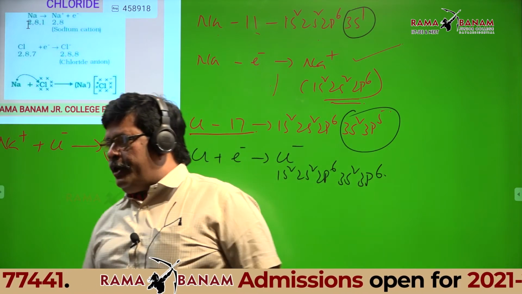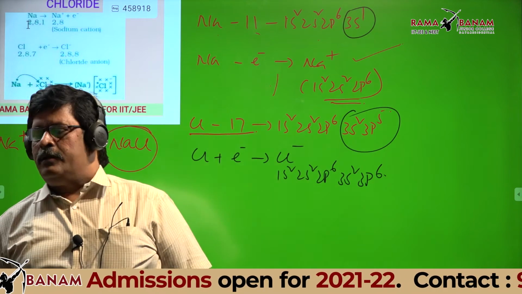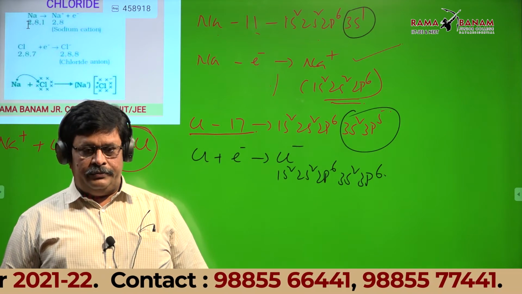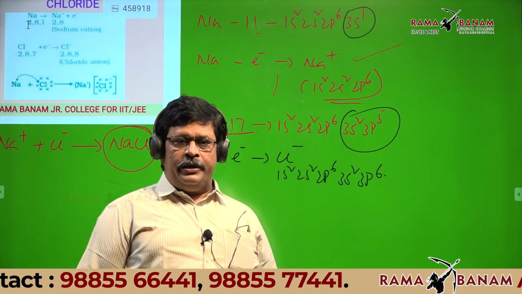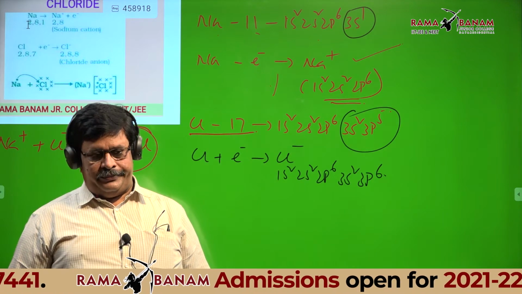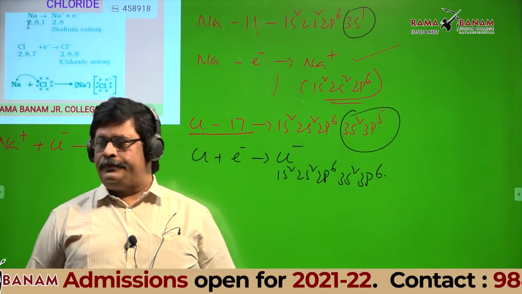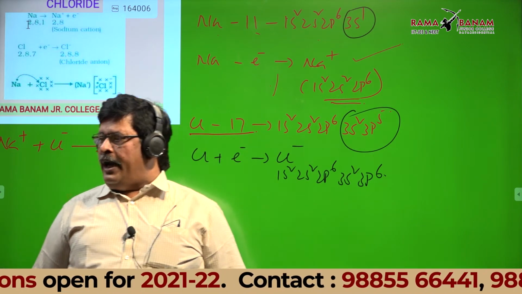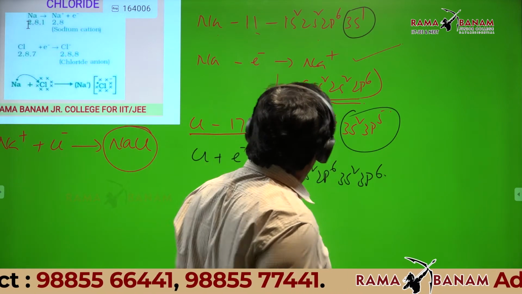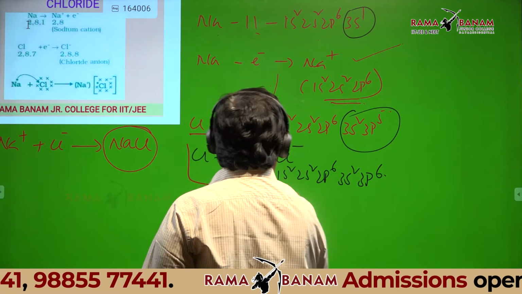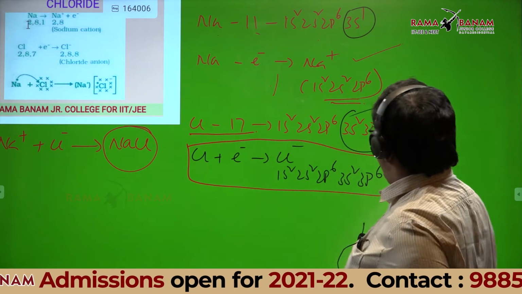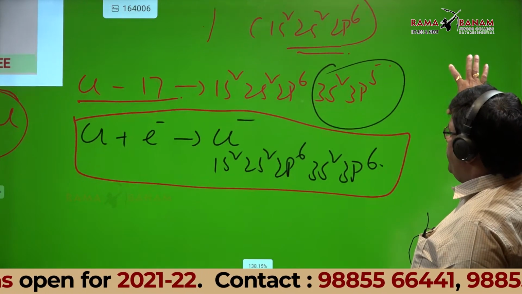So to attain octet configuration, it gains 1 electron and forms chloride ion, that is Cl minus. Write this, students. Cl, write this box, plus electron gives Cl minus. Write this.